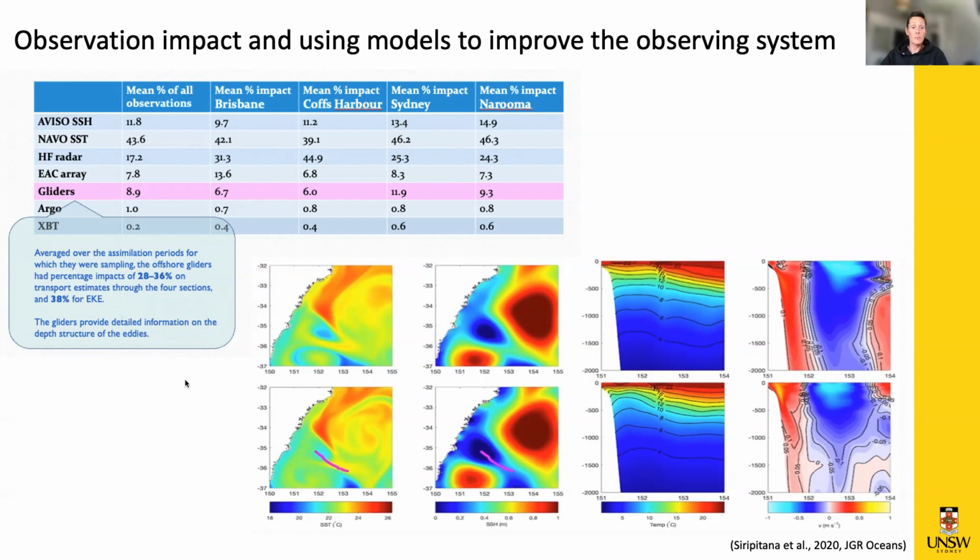This is because the gliders provide detailed information on the depth structure of the eddies, which can be seen in this comparison here, where the top panels show an eddy in the assimilation system that only assimilates traditional observations, and the eddy is quite deep. But when the eddy is constrained by a glider, the eddy depth is much more realistic.